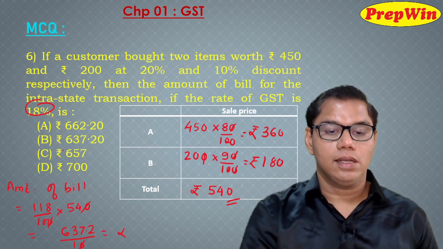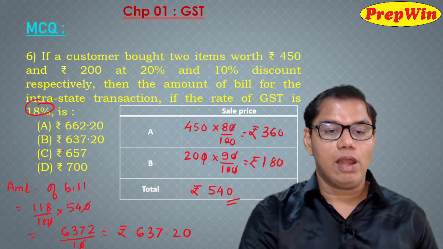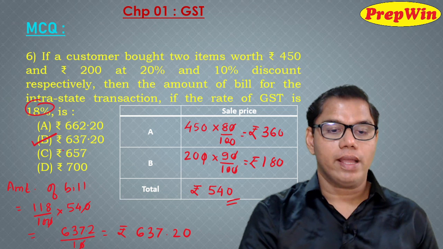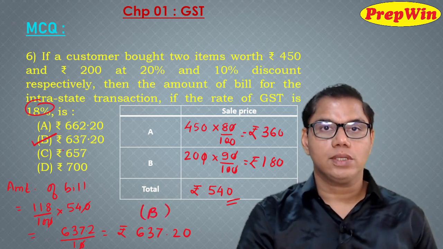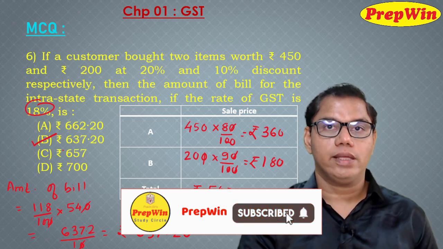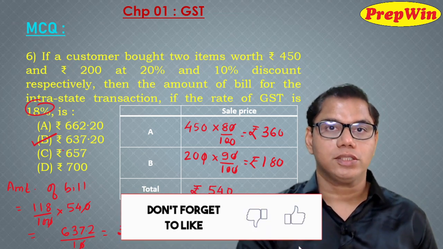So the answer is rupees 637 and 20 paise. So if I look at my options, my correct option is option B. You can use Vedic maths for doing this calculation in the shortest possible time.